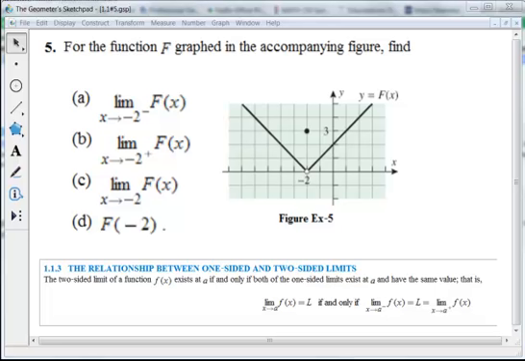This video is going to look at section 1.1, number 5. So it says, for the function f graphed in the accompanying figure, find the limit as x approaches -2 from the negative direction of f of x. So here's y is f of x. And what we want to look at is what happens as we approach -2 from the left. That's what this little minus thing here means.